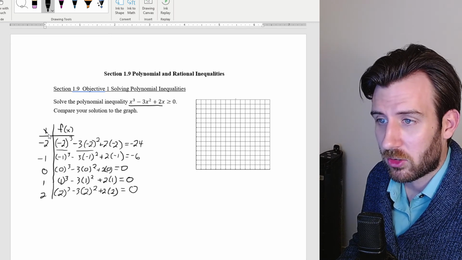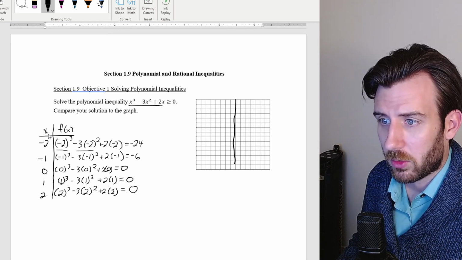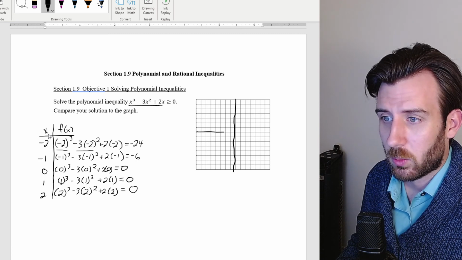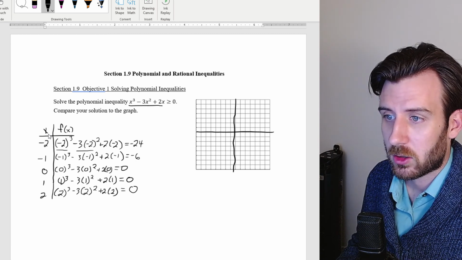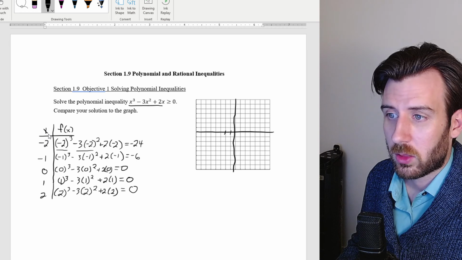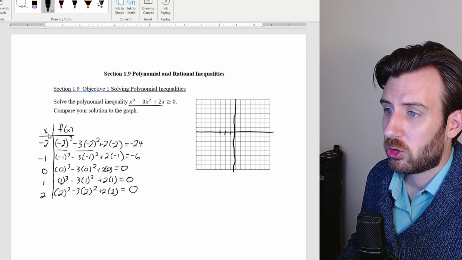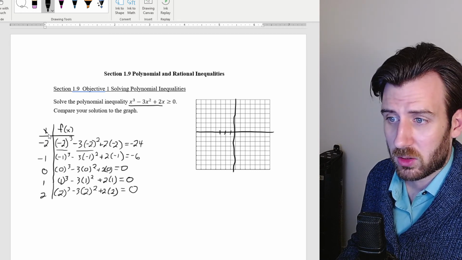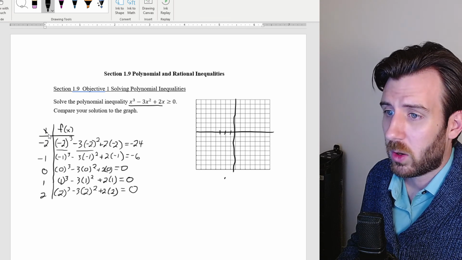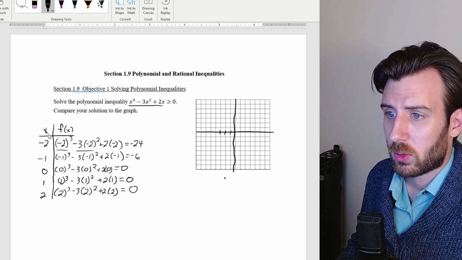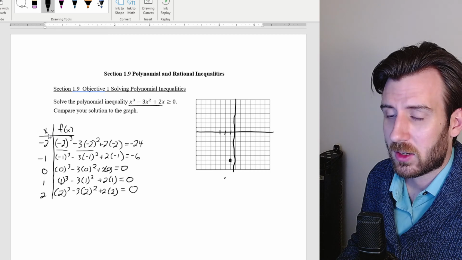Let's plot all these out. I'm going to go ahead and sketch this into my graph. We'll draw a coordinate plane. We'll set this as being my y-axis. This will be my x-axis, and I can go 1, 2, and 3. If I go back 2, I would go down 24. That's going to be really far down here. If I go back 1, that's going to be at negative 6. So that'd be 1, 2, 3, 4, 5, and 6 would go right here.